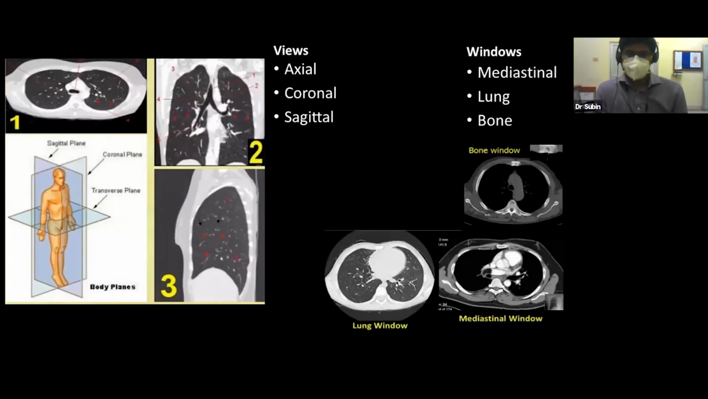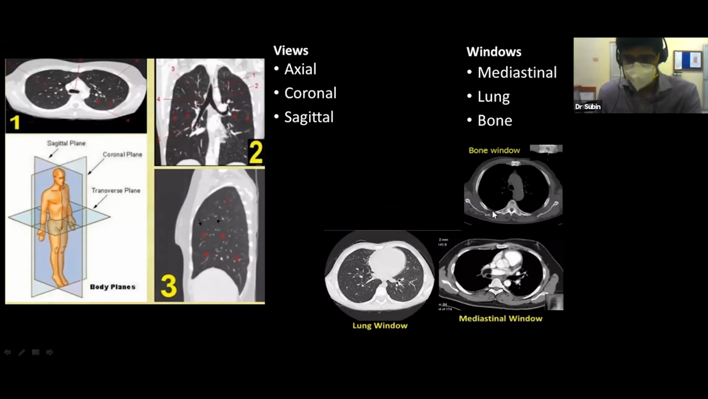All right. So there are different kinds of section views that we use. One is axial, which is what you're seeing on the left side. These are coronal sections, and these are sagittal sections. All three sections we use to view and find out what the abnormality is, and we have these different windows which we follow.